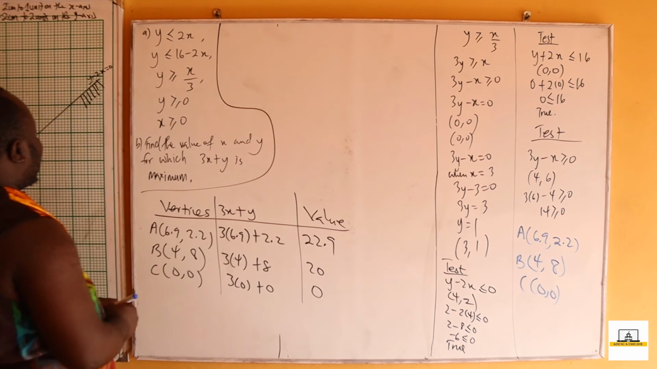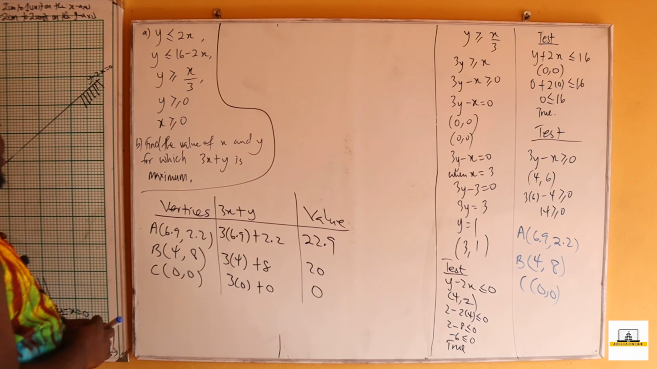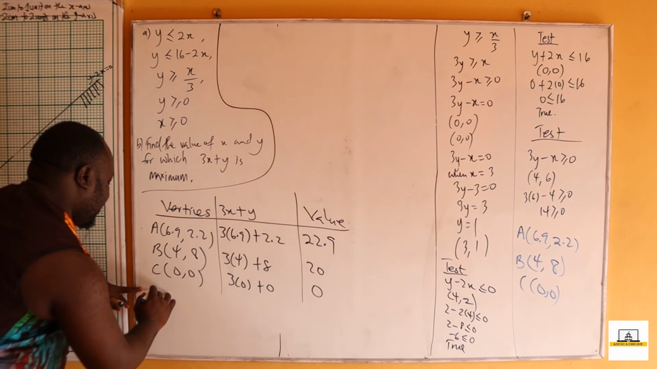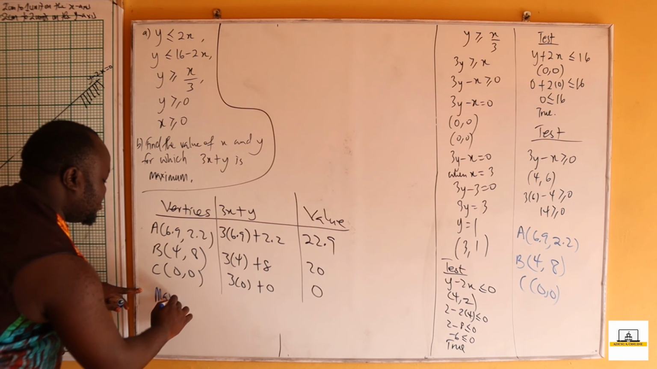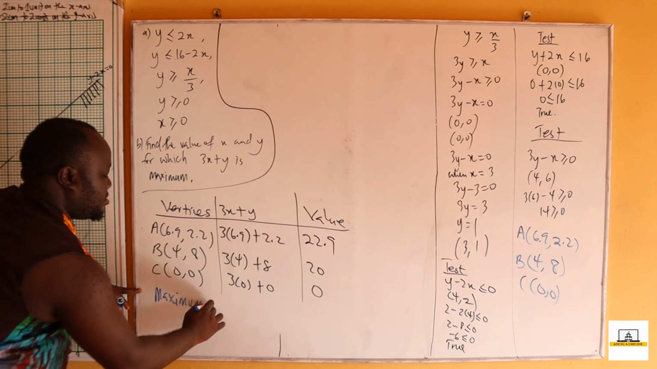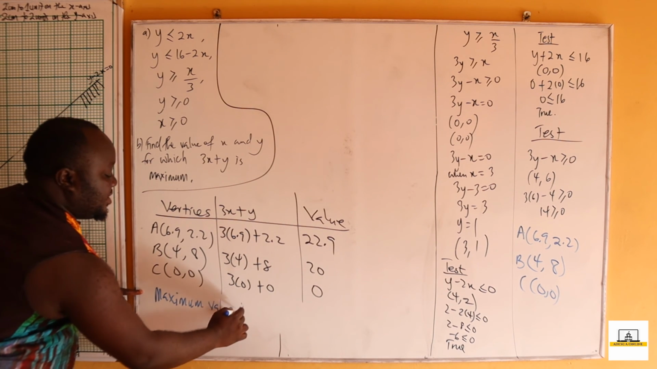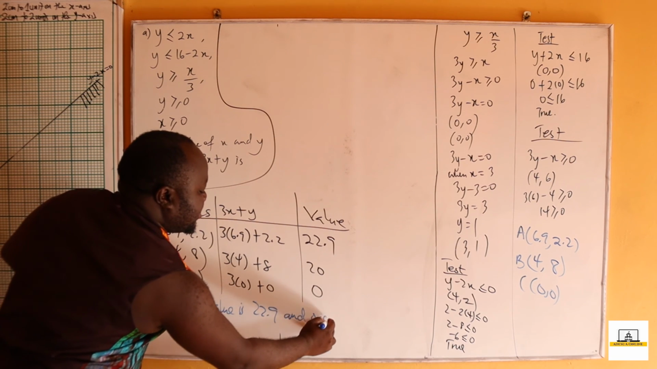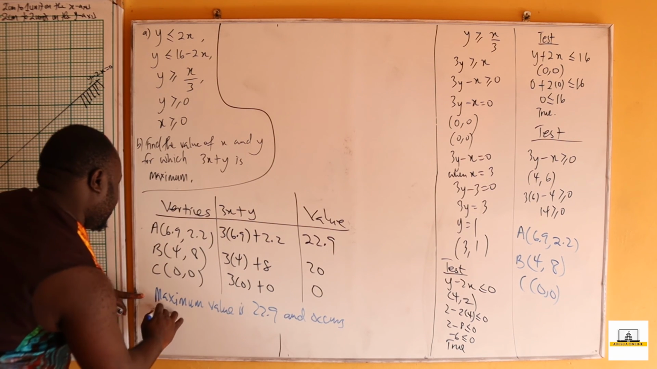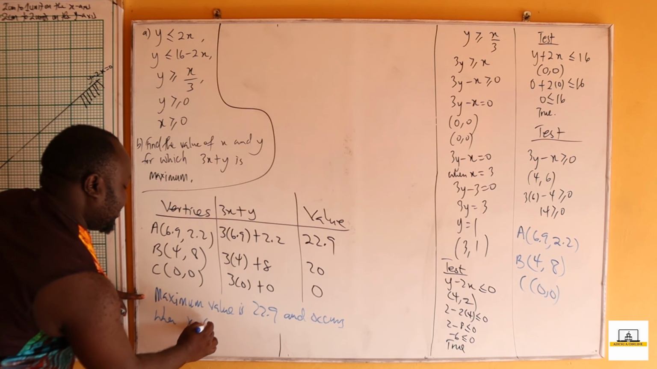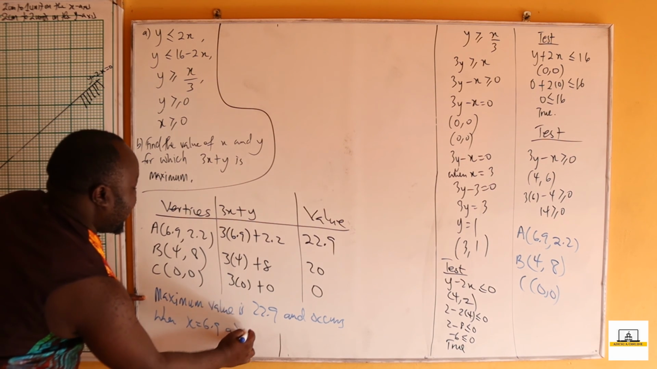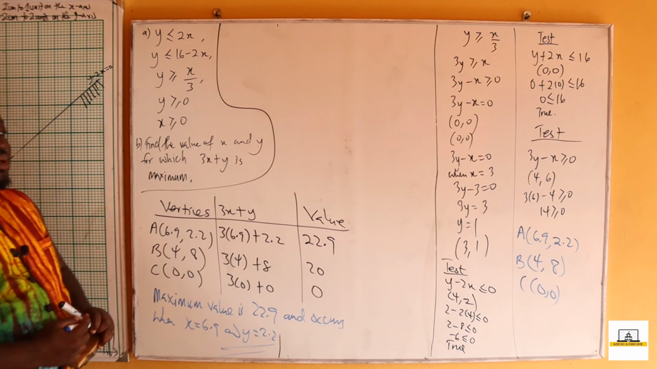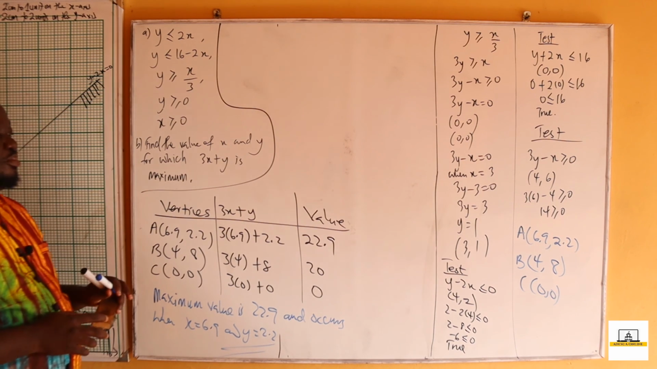So we are asked to find the maximum value of 3x plus y. So you can say our maximum value is 22.9 and occurs when x is equal to 6.9 and y is equal to 2.2. So this is our maximum value, and this answers the question for B.